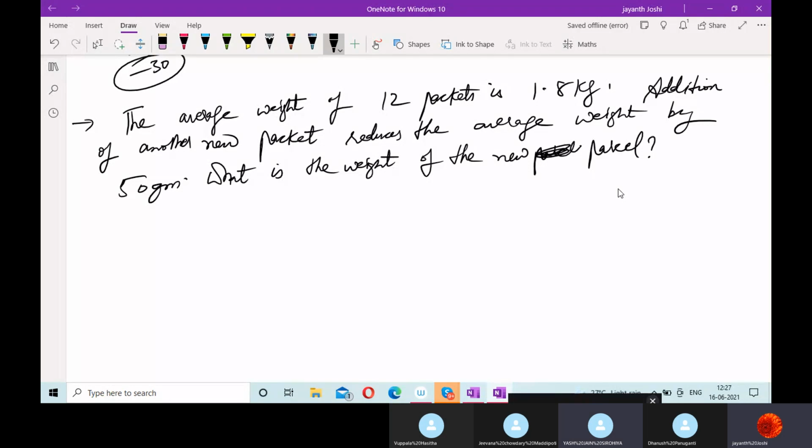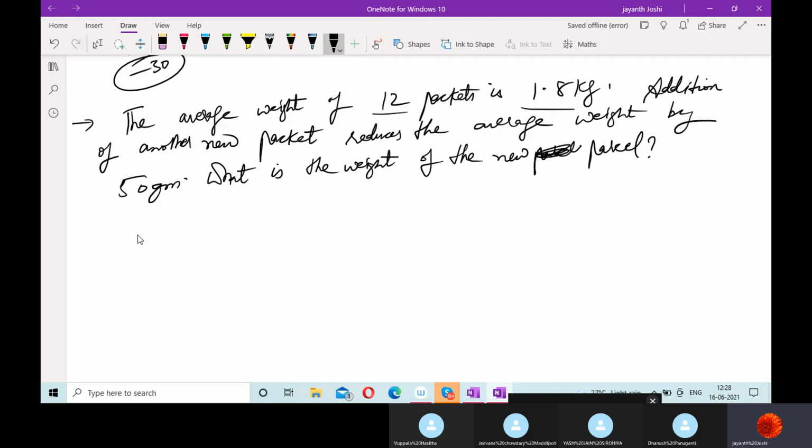Sir, 1.15 kgs. Yeah. The weight of the new packet is 1.15 kgs. See, average weight of 12 packets is 1.8. Addition of one new packet reduces the average weight. Of course, if you increase the number of packets, the average would definitely decrease, correct? Because you are dividing by the number of terms also.